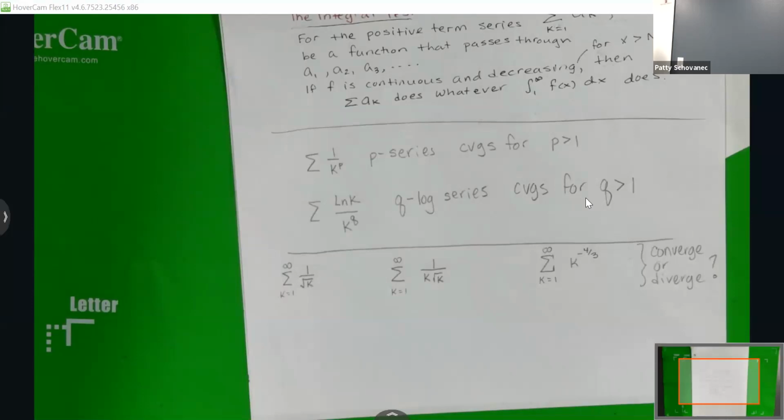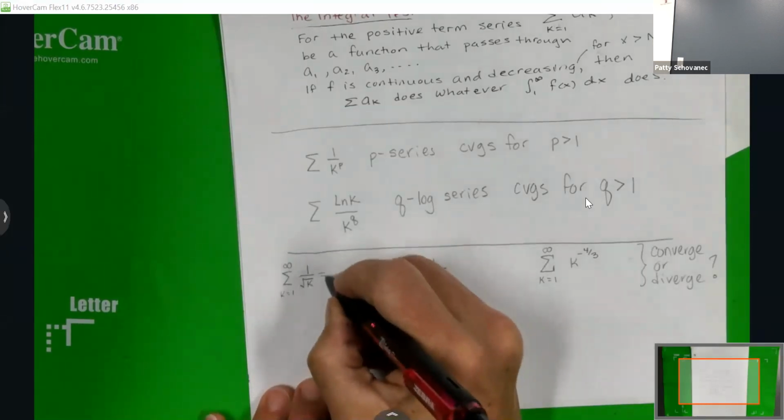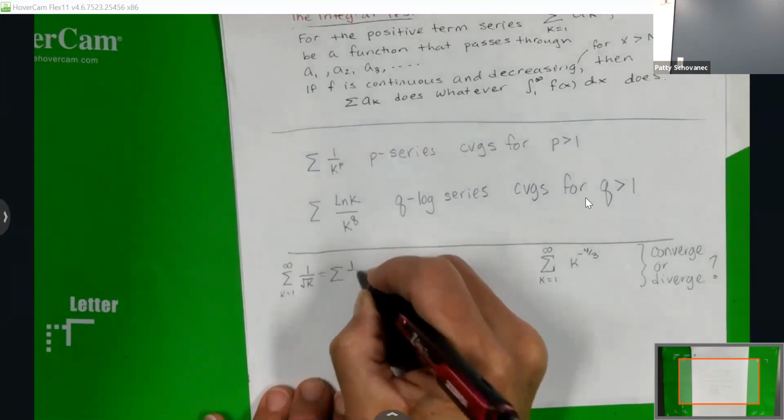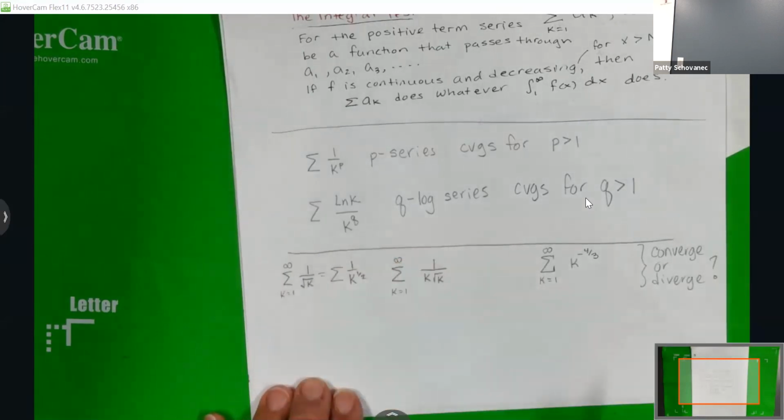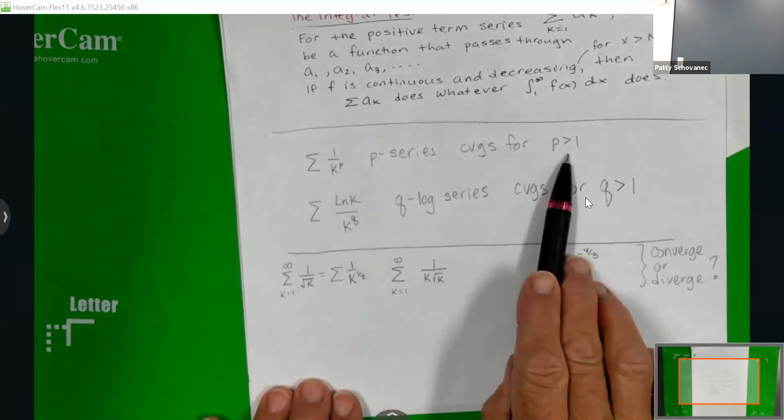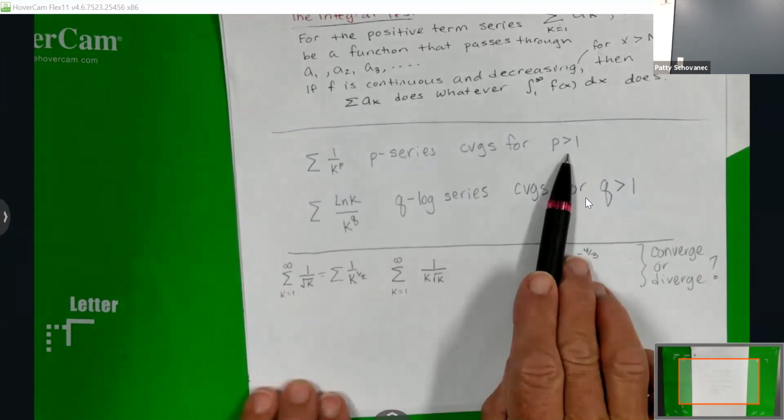Let's start with 1 over the square root of k. Is that a p-series? Square root is a power. What's the power? 1/2. So we can eyeball the size of that. 1/2 is smaller than 1, so this series diverges.